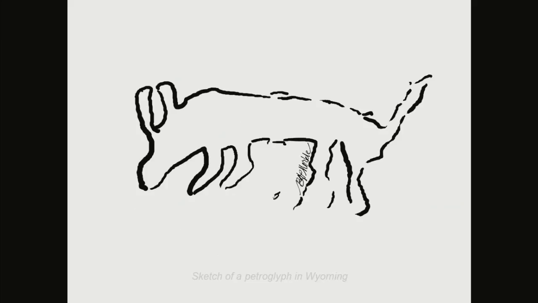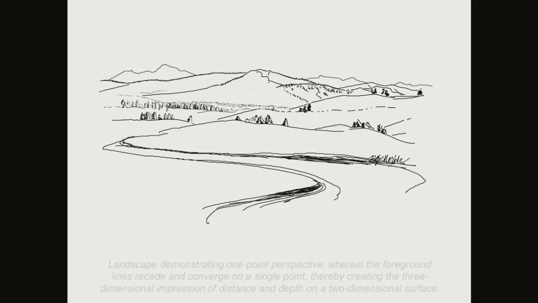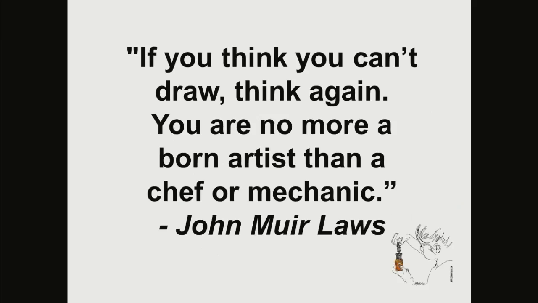And notably, drawing as we think of it today, photorealistic, seemingly three-dimensional, that kind of drawing is a skill set that took artists, architects, scientists, and mathematicians in the Middle East and Europe over 400 years to develop. As an accomplished and prolific bird illustrator and drawing instructor, Jaromir Laws puts it this way: if you think you can't draw, think again. You're no more born an artist than a chef or a mechanic. Unfortunately for us, drawing is a skill set that can be taught and can be learned and can be practiced.